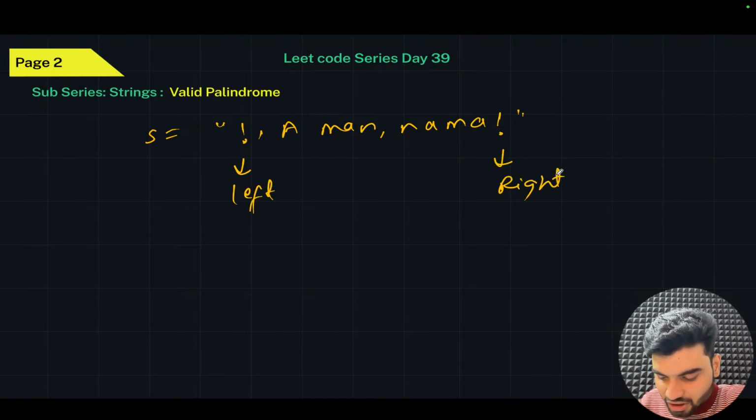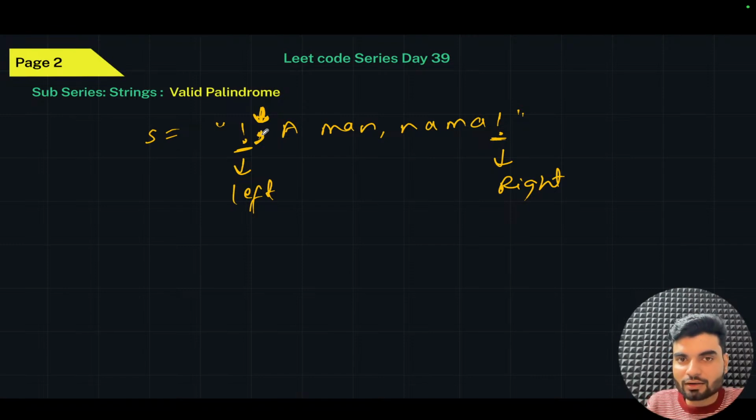Let's suppose this character is not alphanumeric. So in the first while loop you move your left pointer forward. Then you check if this comma is alphanumeric. No, it's also not a letter or digit, so your left pointer will come to the a.